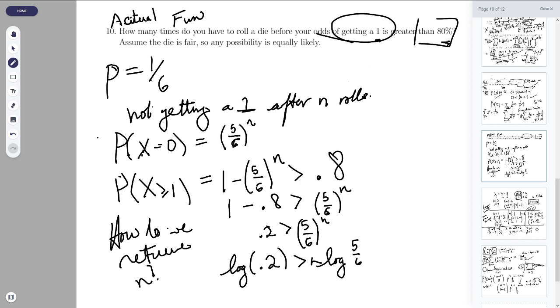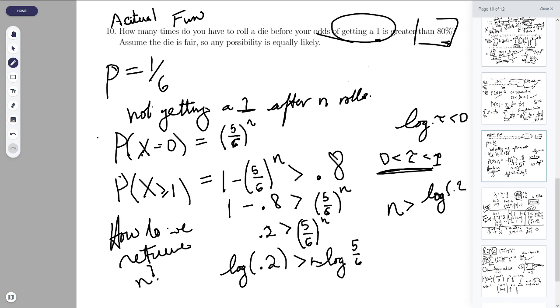The only thing to remember is that if you're taking the log of, let's call it tau, and tau is between 0 and 1, then the log of some number between 0 and 1 is actually negative. So when we divide these two things, you notice I'm going to write n is greater than log of 0.2 divided by the log of 5 over 6.